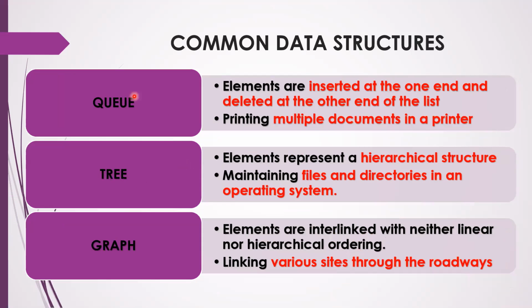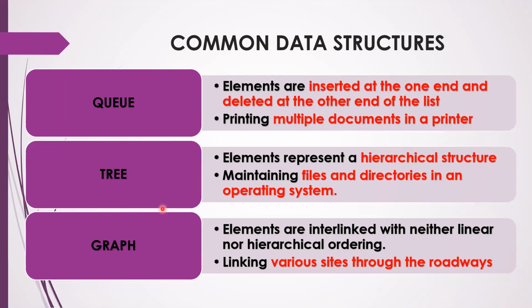In a queue, insertion happens at one end and deletion happens at the other end. Like when you give the print option on a computer, you're printing multiple documents. When you give the input to the computer, you get a lot of papers as printout from the printer. So a queue is like insertion at one end and deletion at the other end.